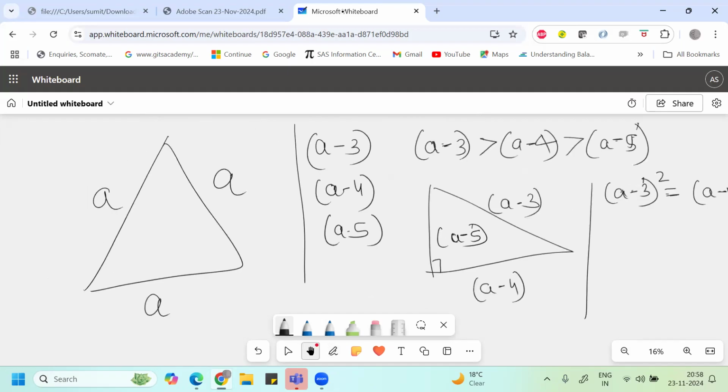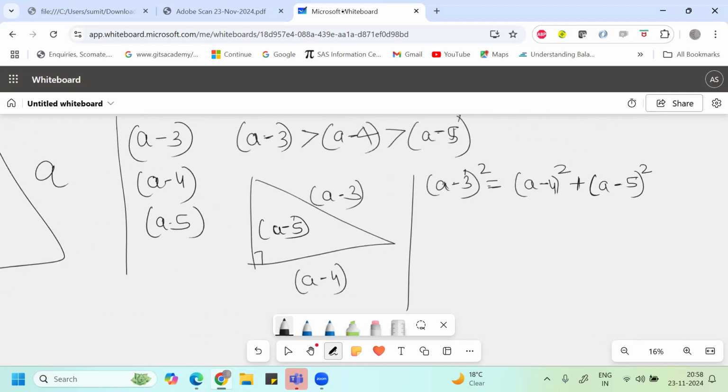So if I take A equal to 6, suppose you tried A is equal to 6. Then 6 minus 3 is 3, 3 squared is equal to, then 6 minus 4 is 2, 2 squared, plus 6 minus 5 is 1, 1 squared. Tell me, is this correct? No, this is not correct. It means 6 cannot be the answer. I hope you are getting it.